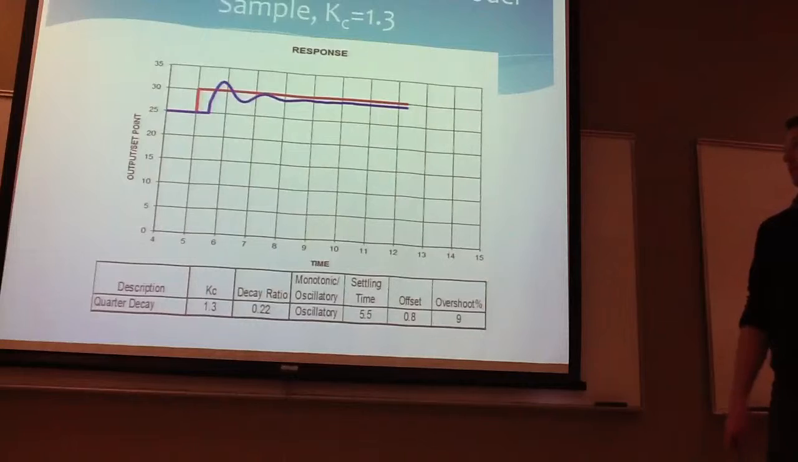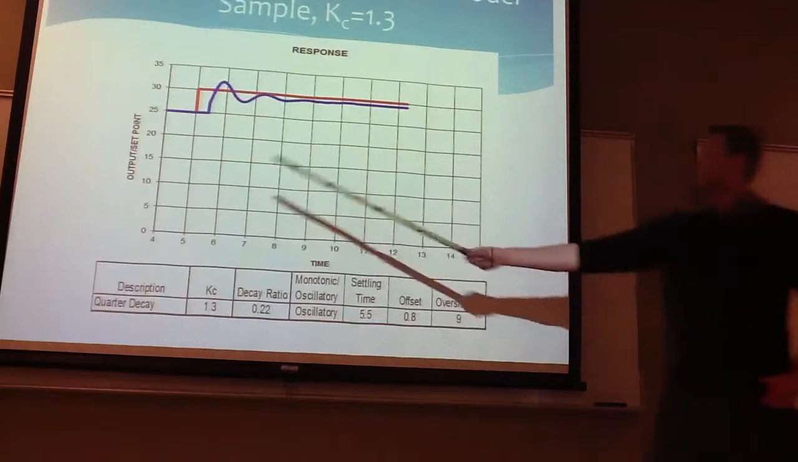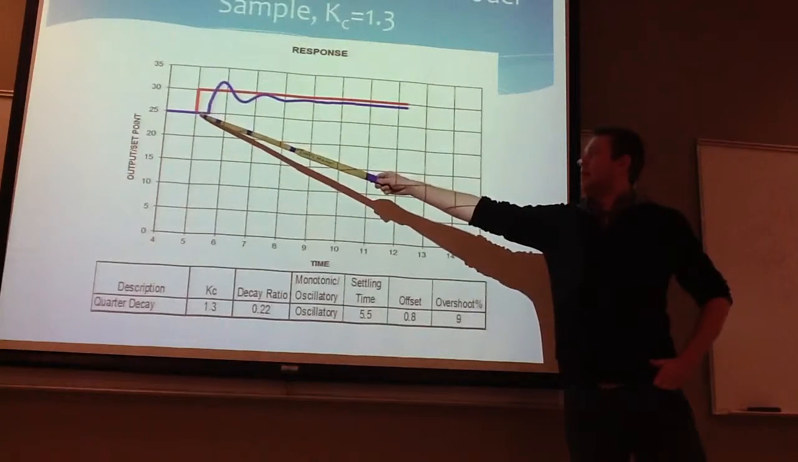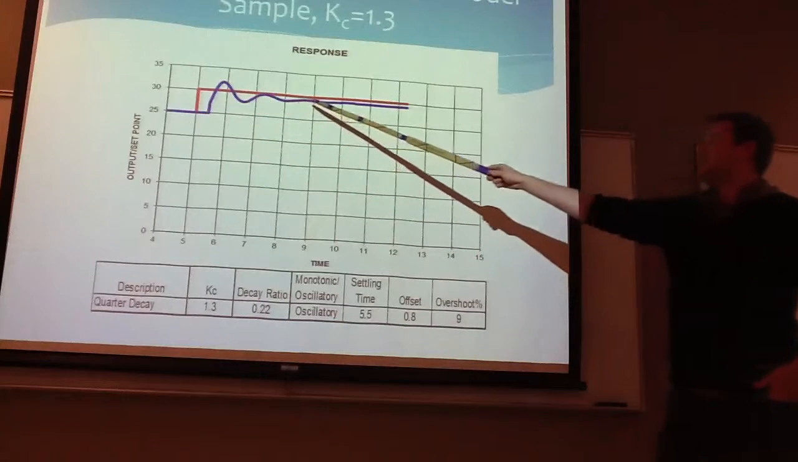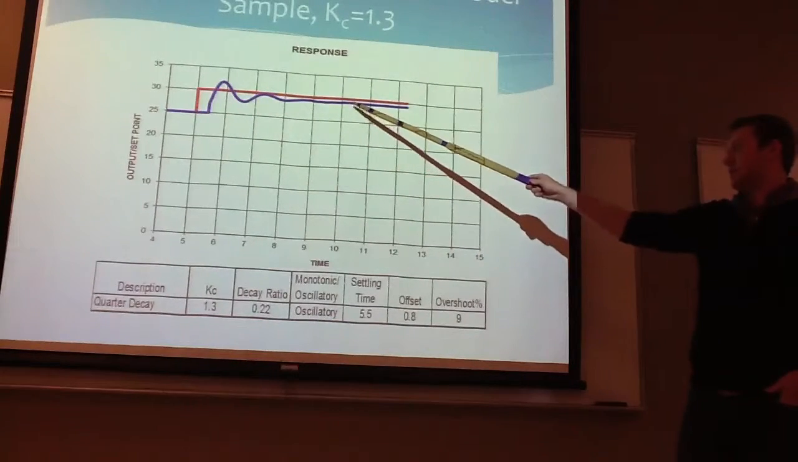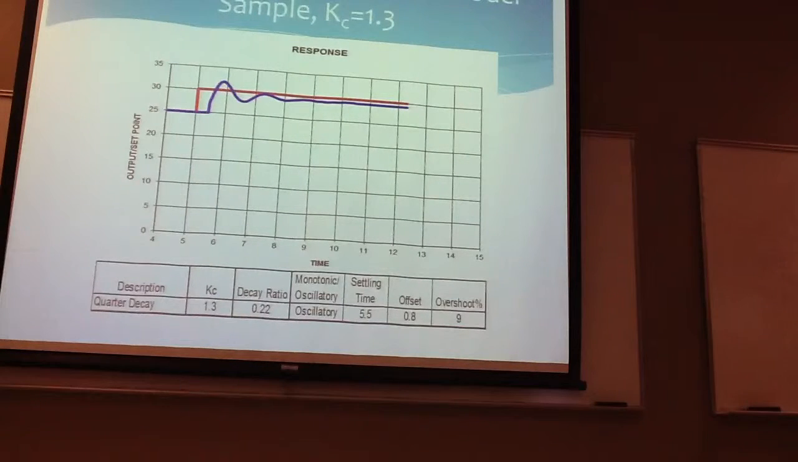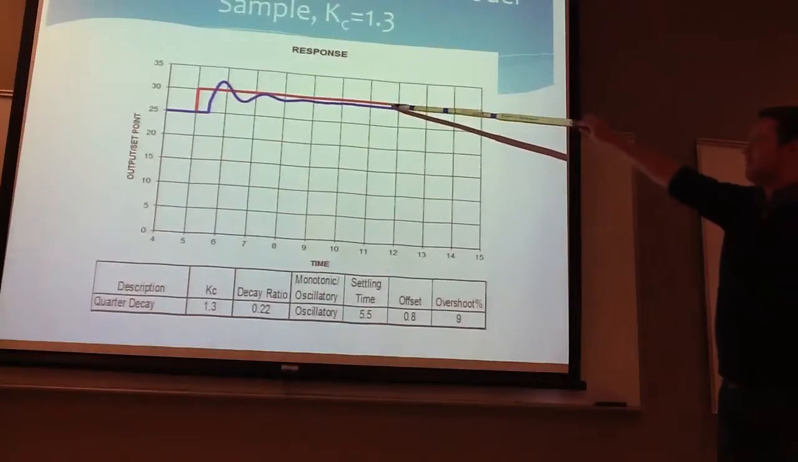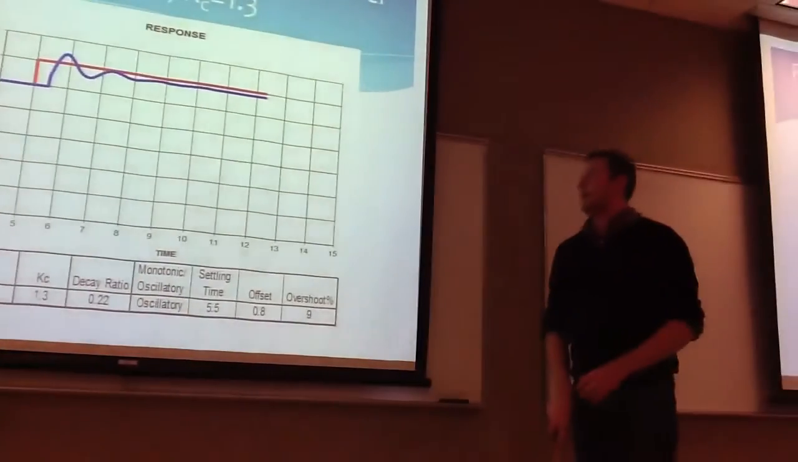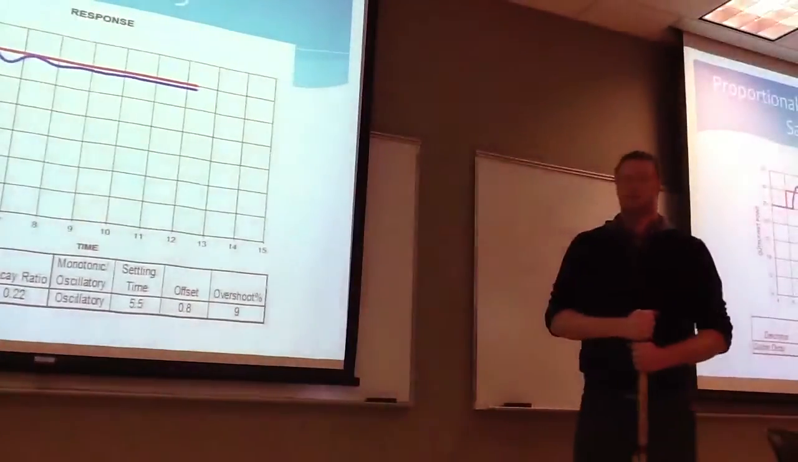The settling time was taken from the time that the system had its input all the way to where it reached steady state again. The settling time was 5.5 seconds, the offset between the two from here to here was 0.8, and the overshoot we had was 9%.